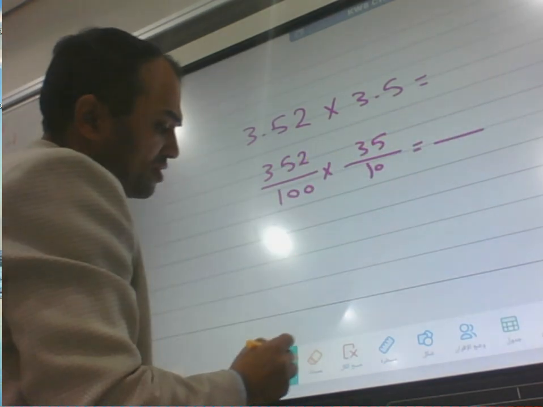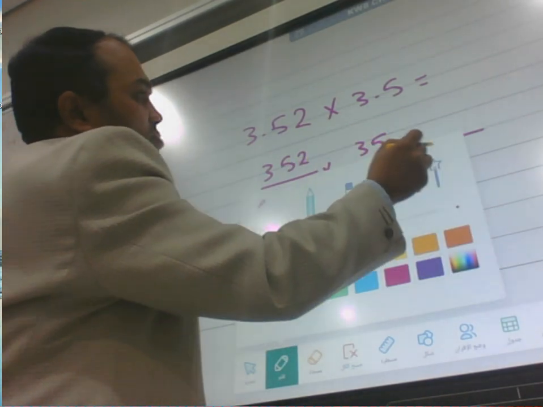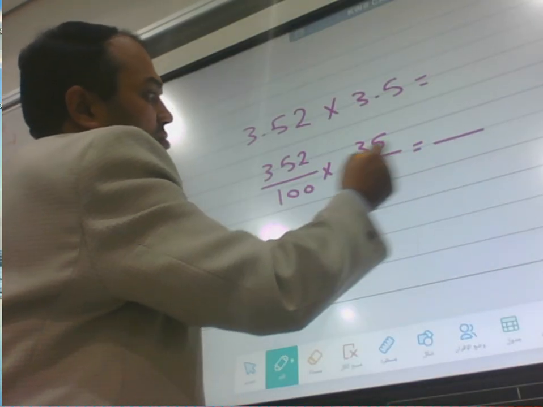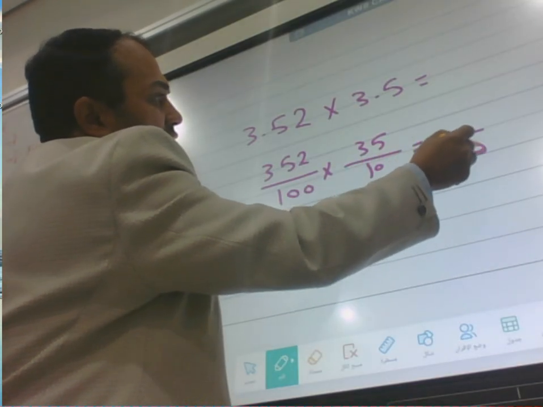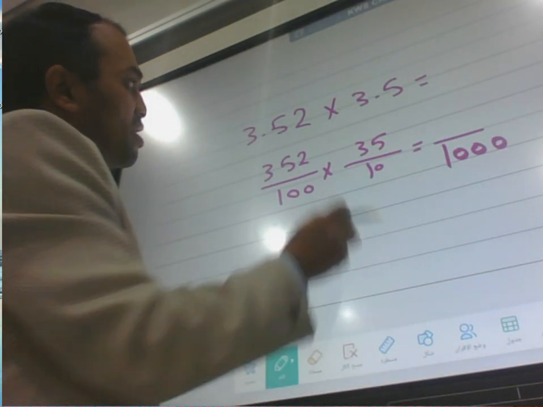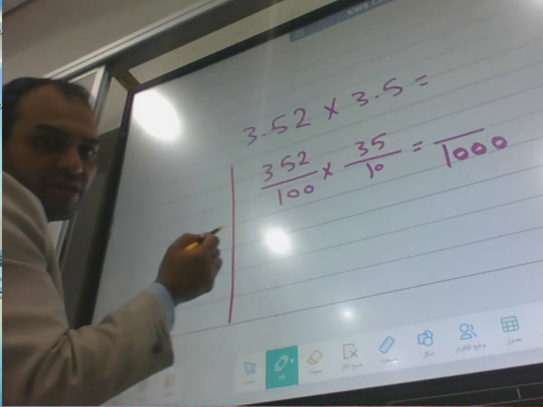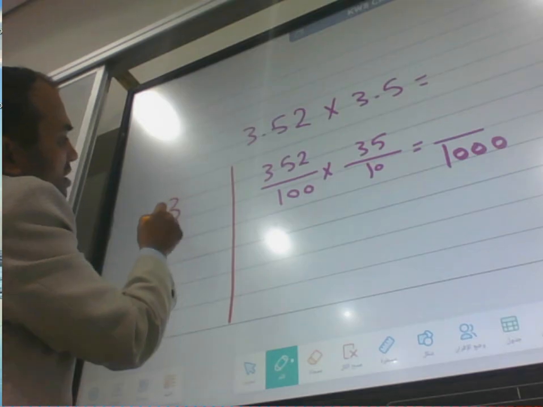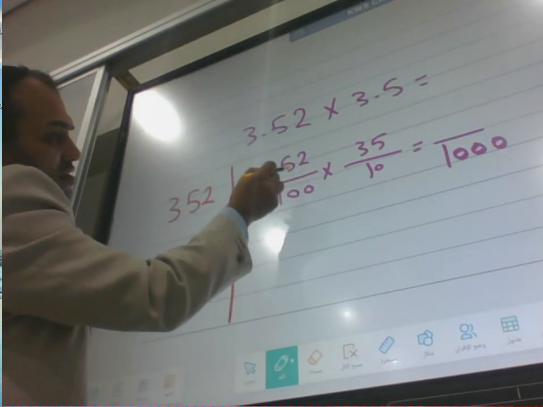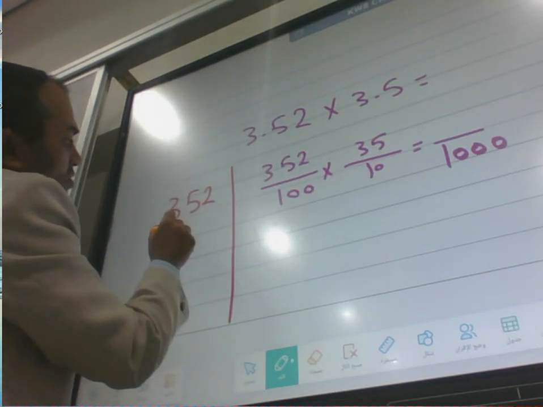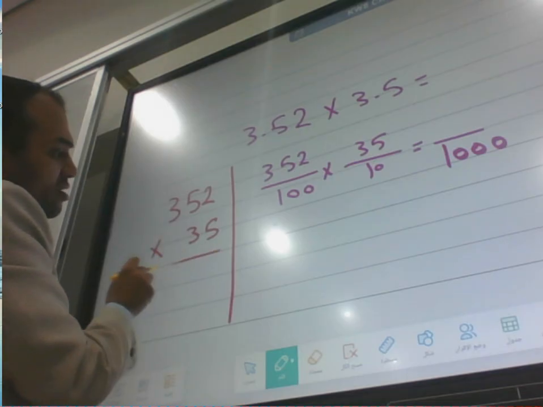And then multiply numerator by numerator and denominator by denominator. Multiply here down, 10 times 100 equals 1000. And then you can multiply 35 by 352. Look at here, I will write up the number first, okay? 352 up and 35 down. And then multiply the two numbers from the right-hand side.